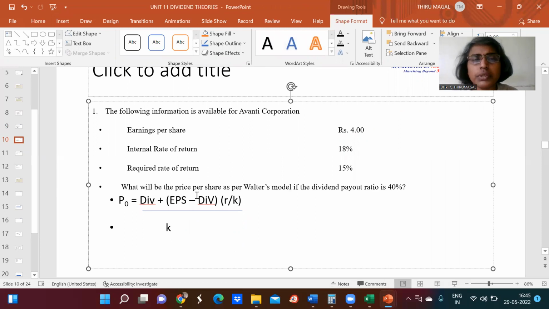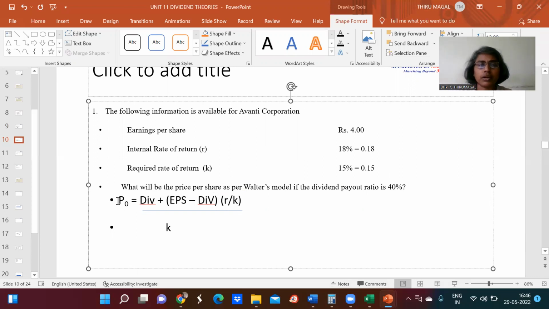Now as per Walter's model, EPS is given as 4. Internal rate of return means the R value. R is given as 18%, which means 0.18, that is 18 by 100. So this is R. And the K value is nothing but the required rate of return, which is given in the problem as 15%. 15% means 0.15. So this is EPS.